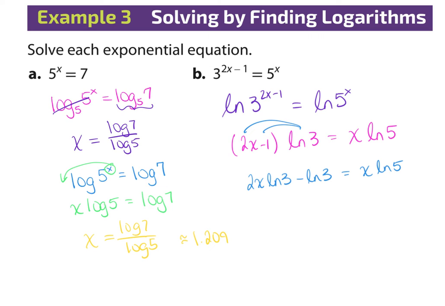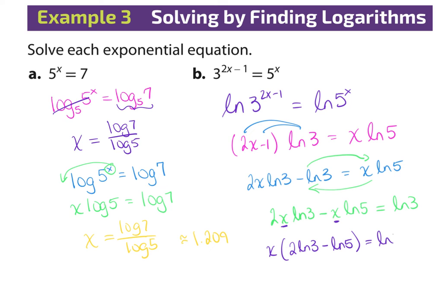All right. So then I want to get all of my variables on one side and all of my non-variables on the other. And probably just because of the negatives, they moved this guy over here and that guy over there. So we have 2x ln of 3 minus x ln of 5 equals ln of 3. All right. And now, hopefully you can see I can factor this guy out. There's an x for both of them, right? And so I can take an x out. And I have x times (2 ln of 3 minus ln of 5) equals ln of 3.